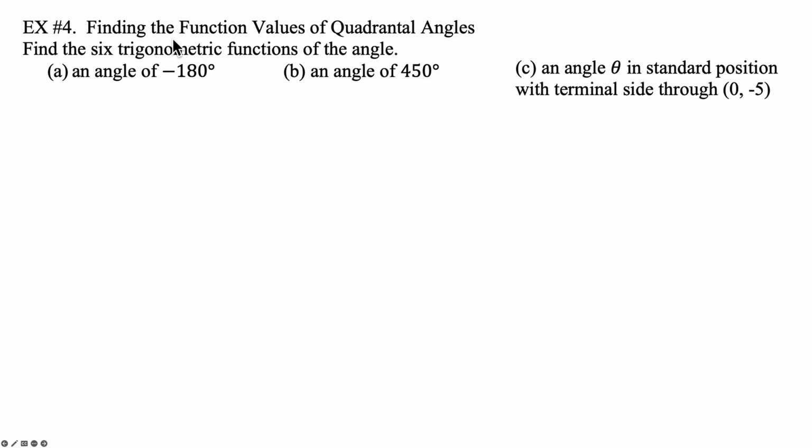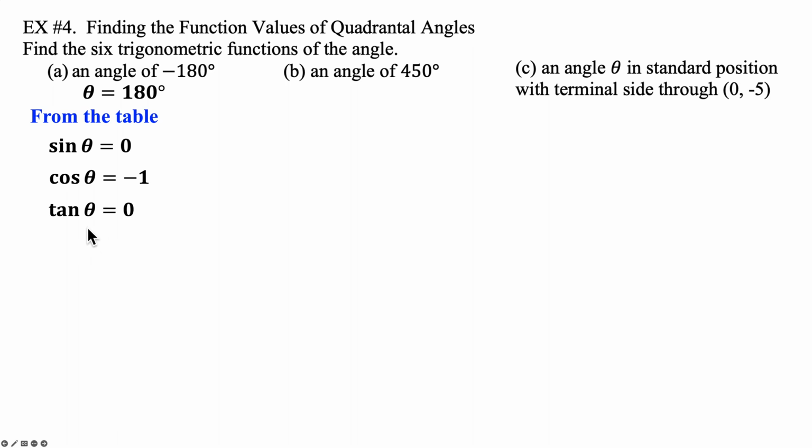And example 4, finding functions of values of quadrantal angles. Find the 6 trig functions of an angle. So we'll have to be going back to that chart we had. So an angle of negative 180 degrees, add 360 to it, it's 180. So go to that 180 column. So from your table, sine of theta is 0. Cosine theta is negative 1 for 180 degrees. Tangent of 180 degrees is 0. Flip 0 over 1, 1 over 0, undefined. Flip negative 1. Tangent, flip it for cotangent, undefined.